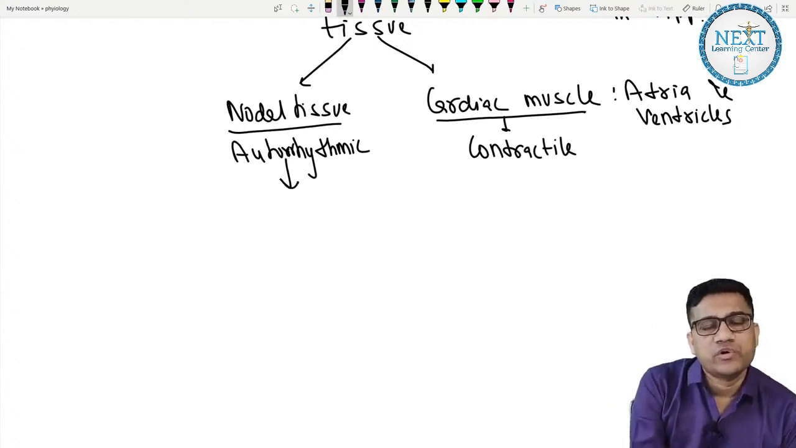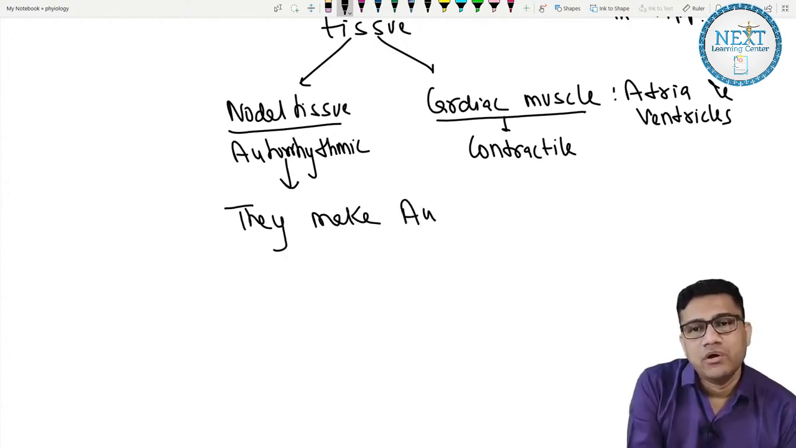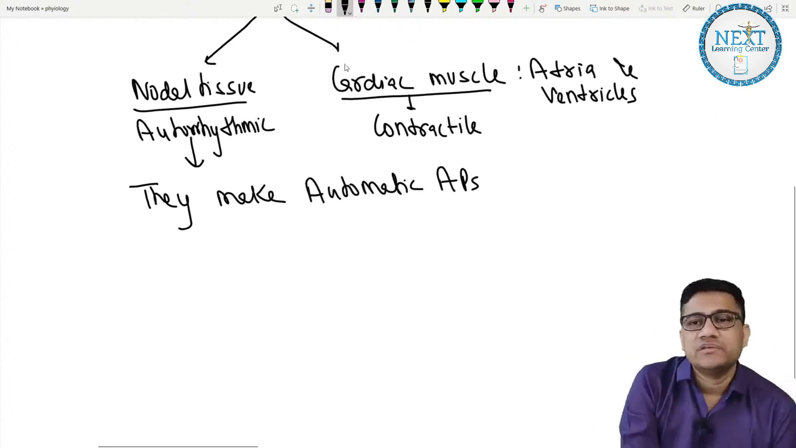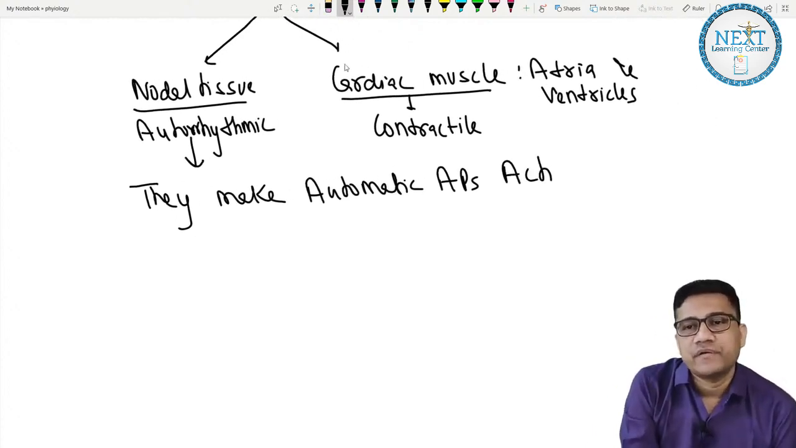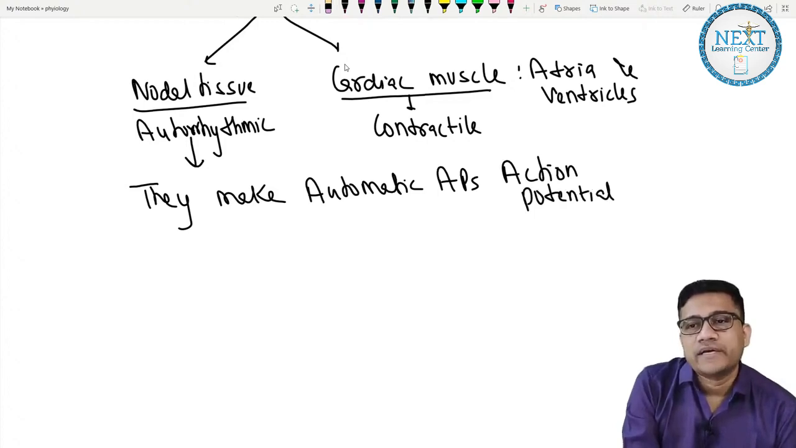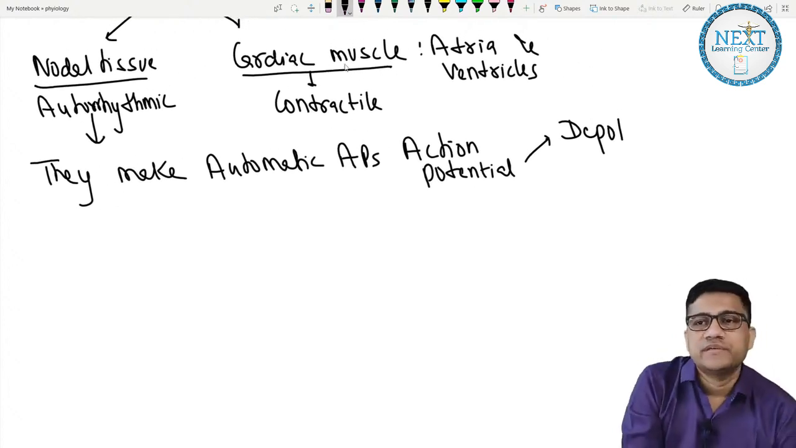Now, what do you mean by the word autorhythmic? They make automatic APs. What are APs? Action potentials. And if you remember, action potential has two parts, that is depolarization and repolarization.